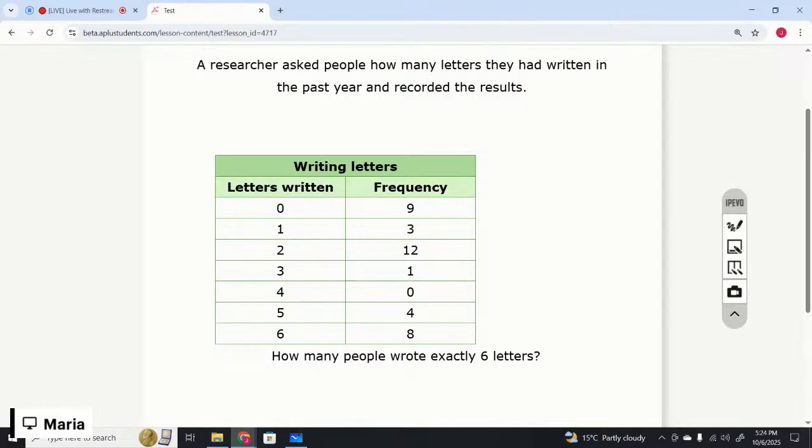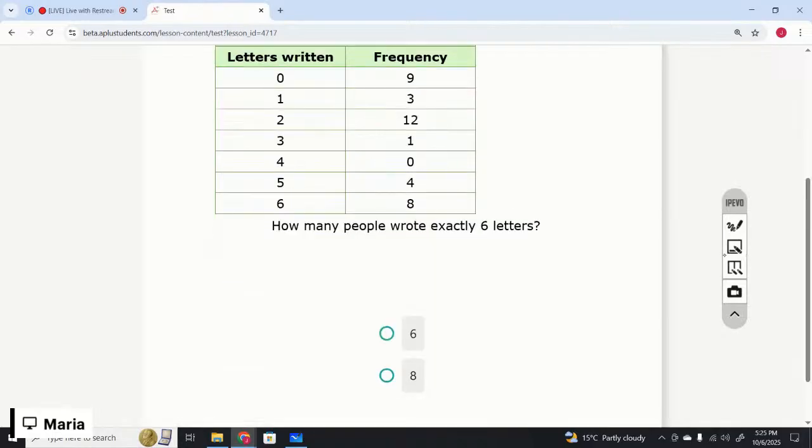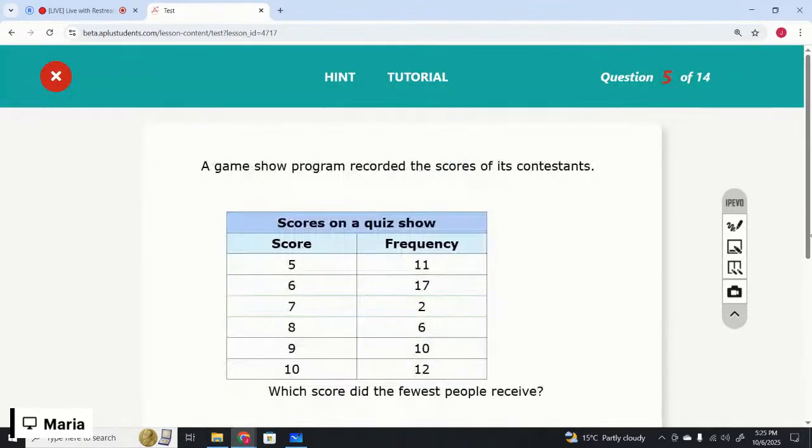A researcher asked people how many letters they had written in the past year and recorded the results. How many people wrote exactly six letters? Exactly six letters. Eight people wrote exactly six letters. The correct option is eight.